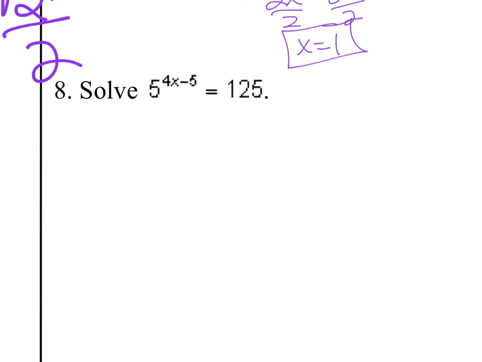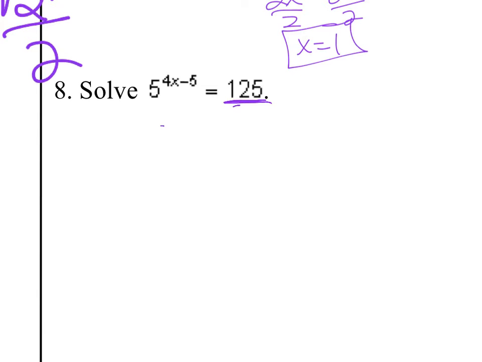Okay, 5 to the 4x minus 5. Well, the thing we need to notice is that 125 is 5 cubed. So you have to know some of these things, and I've been trying to tell you. You also have a spot on your formula sheet, sorry, you can write some stuff down. So you could write that down, that 125 is 5 cubed.